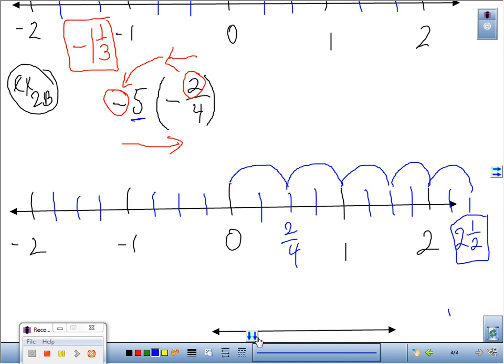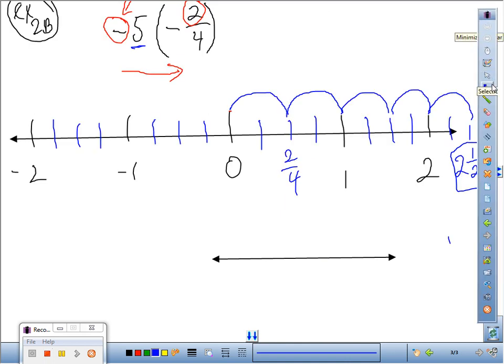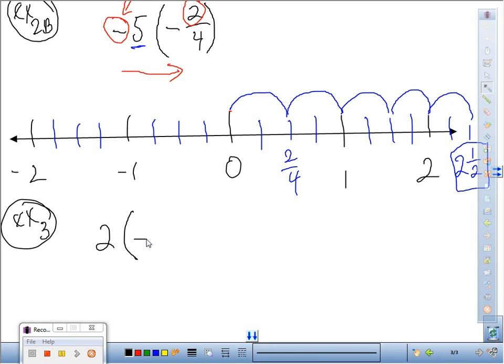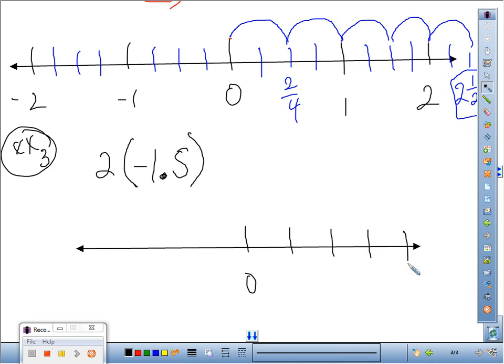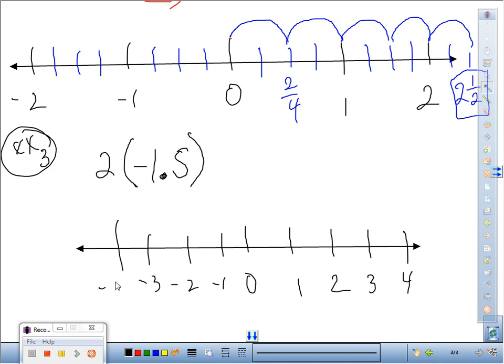All right. And the last one. Here we go. I said we're going to do one with decimals. What if they gave us example 3, such as 2 times -1.5? Okay, get your number line. 0. This one I'm going to go, let's do 4. 1, 2, 3, 4. 1, 2, 3, 4. 1, 2, 3, 4. -1, -2, -3, -4.